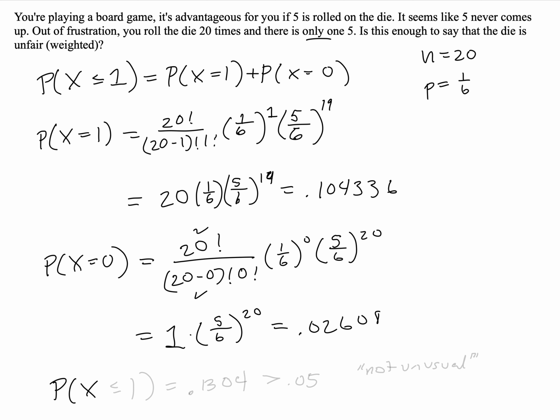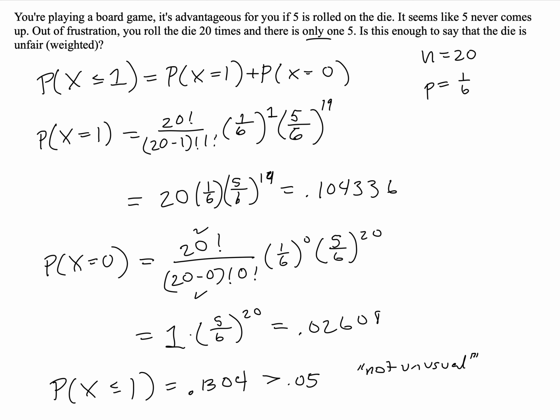The probability that x is less than or equal to 1, therefore, is adding those two values together. And so that gives us 0.1304 as the probability of that event. So that happens about 13% of the time. This might be enough to convince your friend that you're playing with that something fishy could be going on here. But again, by the standards of this class, this is greater than 0.05. And so we would say that this is not an unusual event for there to be 1 or fewer 5s out of 20 die throws.